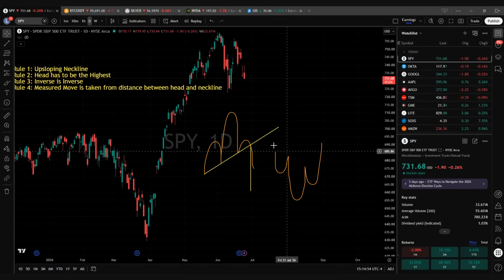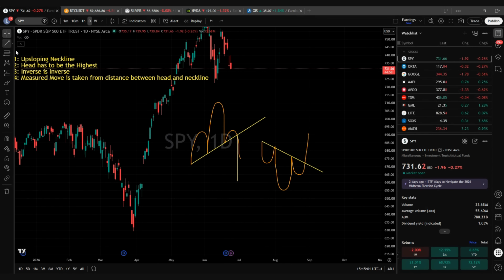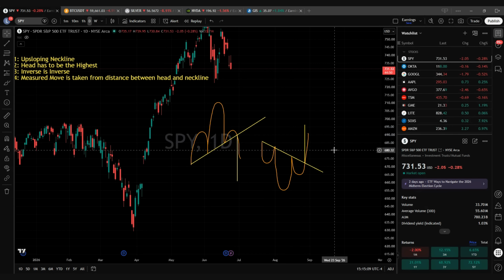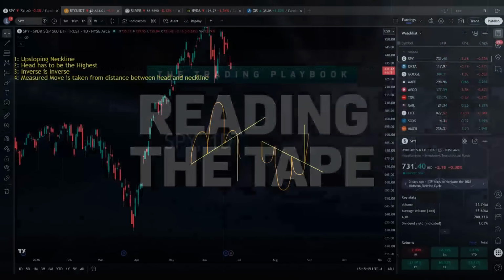Same thing for the inverse head and shoulders. Let's say we have a trend line like this, the neckline like this, and you want to find the measured move of this. We take that distance and you continue and put it to the break of that inverse head and shoulders pattern. All right, so now let's learn how to read the tape with a couple of examples.